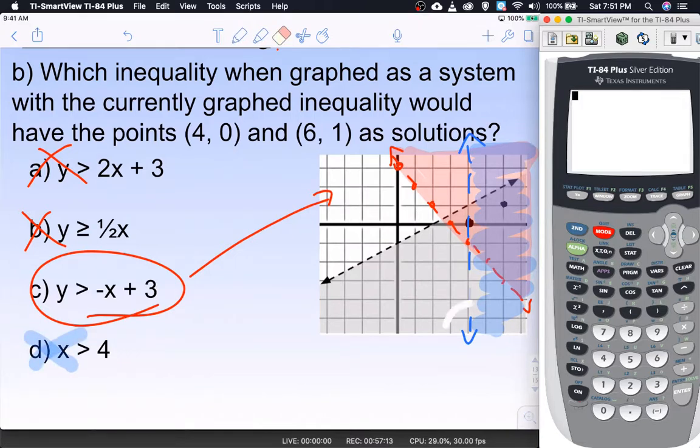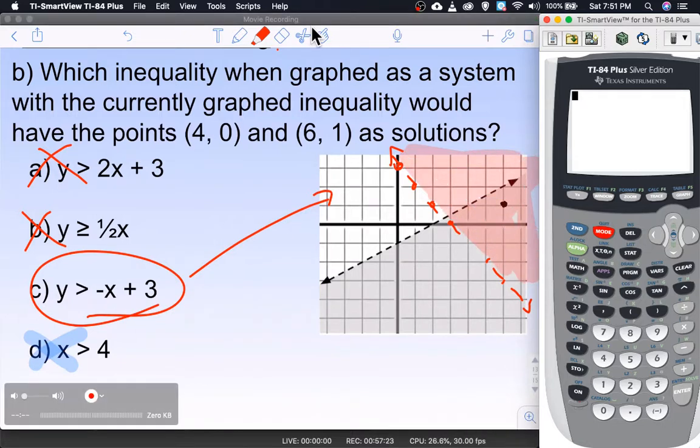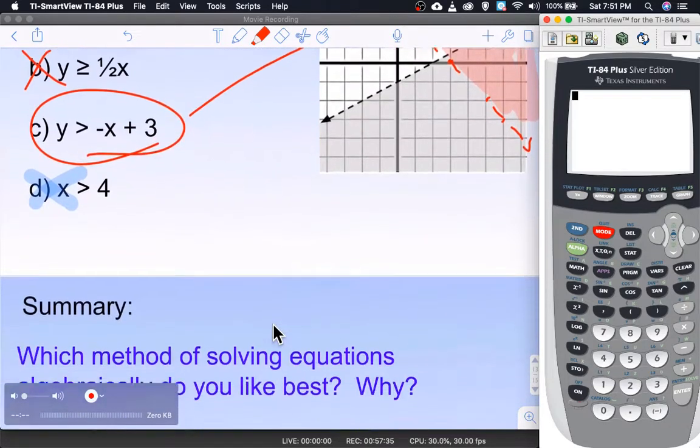The other way we could have gone about this same problem is, instead of graphing each of these, which I think is probably the right way to do this, we could have plugged in (4, 0) for each of these and plugged in (6, 1) for each of these and see which one equation makes both inequalities true. So it's another strategy.